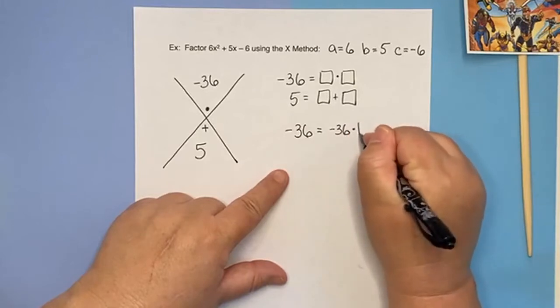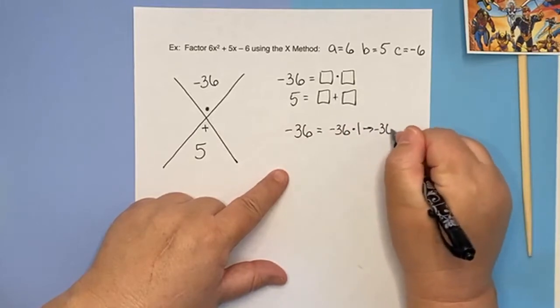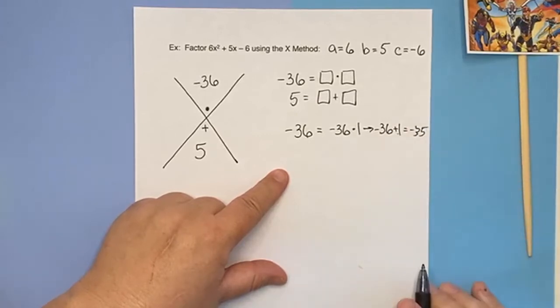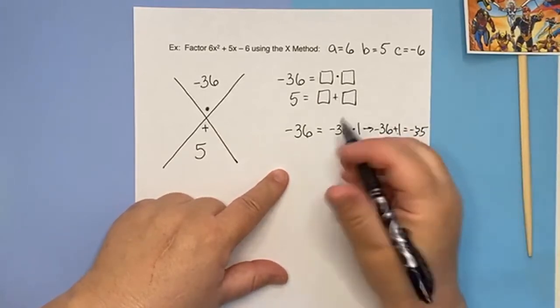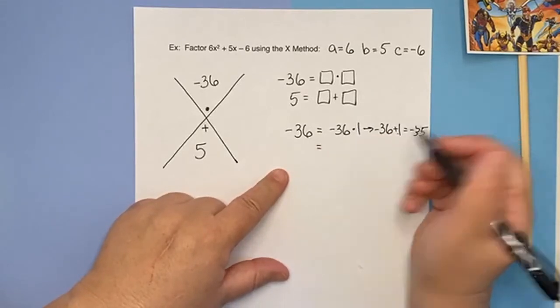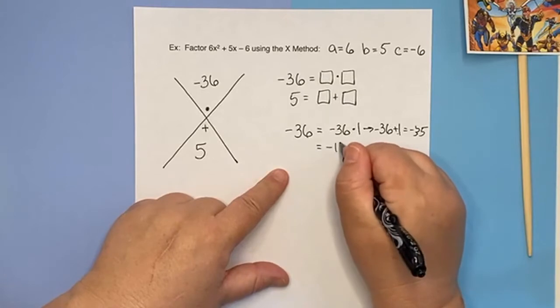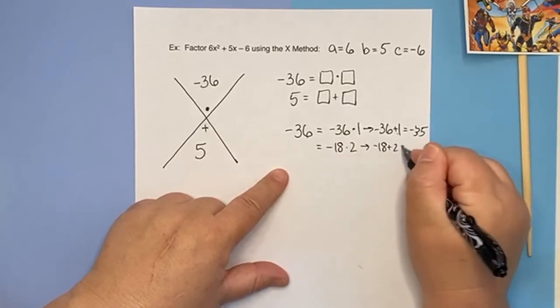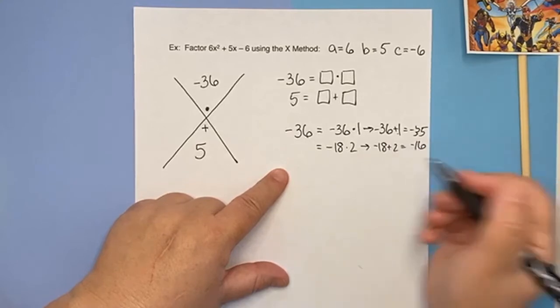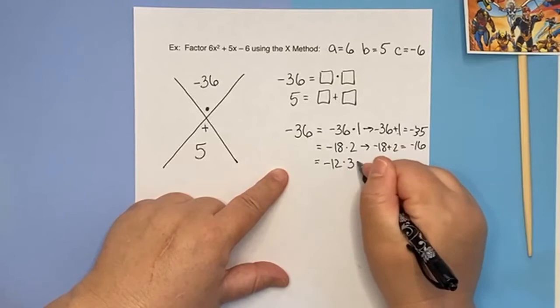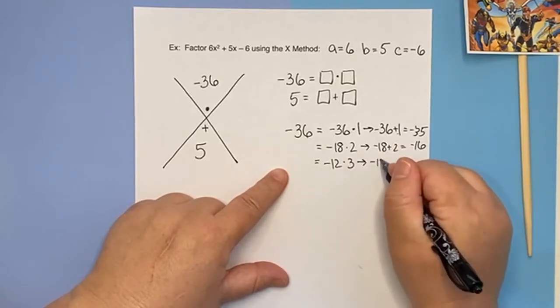-36 times 1. -36 plus 1 is -35. Wow. I don't know what happened there. Aliens. That didn't work. Okay. It's also equal to -18 times 2. And then I get -18 plus 2, and that's -16. That didn't work. Okay. And then -12 times 3. -12 plus 3 is -9.